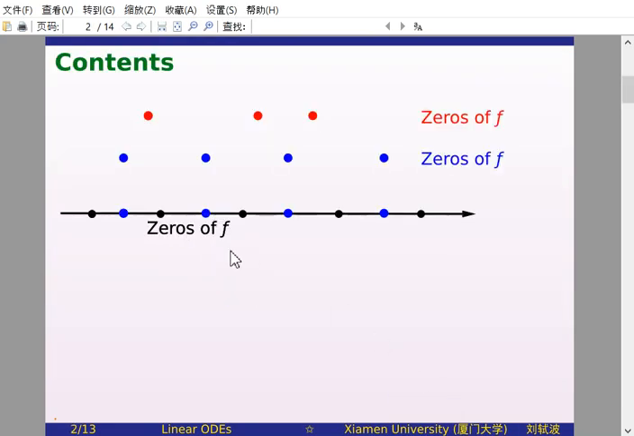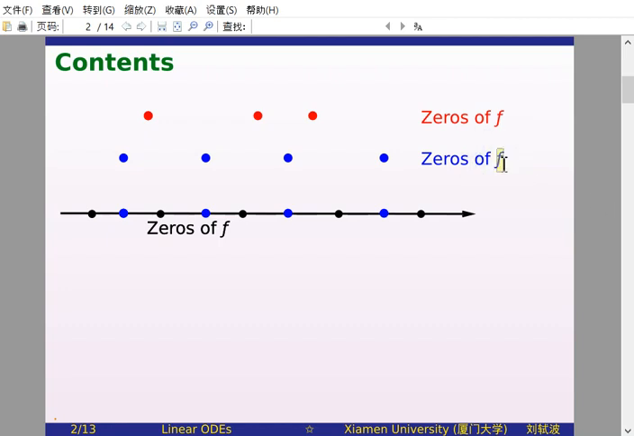Okay, this is an important result, so let's have a look at this picture. The black dots represent the zeros of f. Between any two black dots, that is, f is 0 at these two points, then by the Rolle theorem in calculus, we know that there is a zero of the first order derivative of f. The blue dots are zeros of f prime, the derivative of f. This is a consequence of the Rolle theorem.